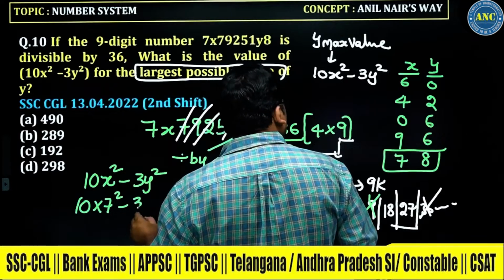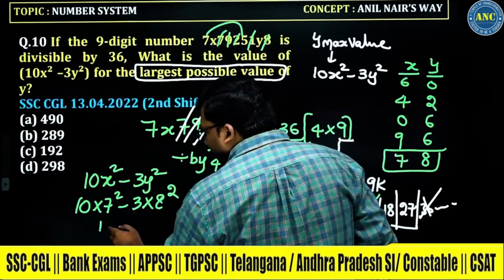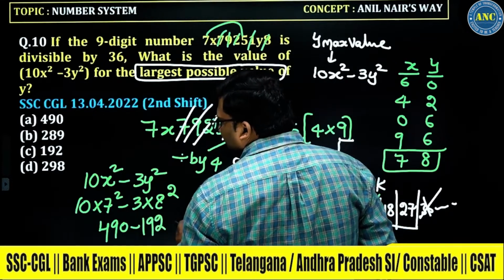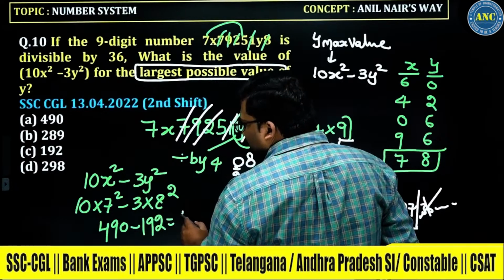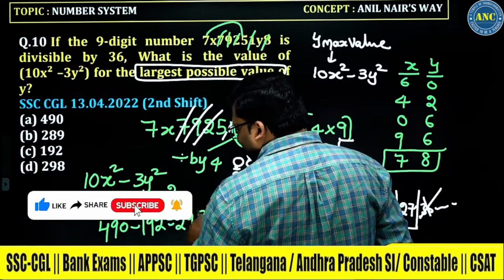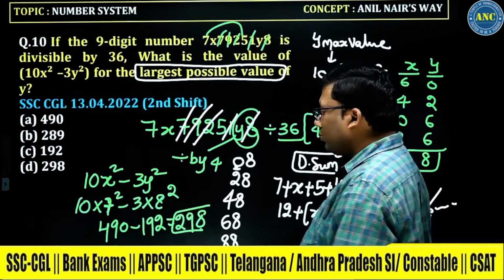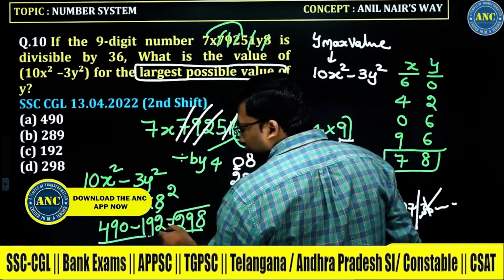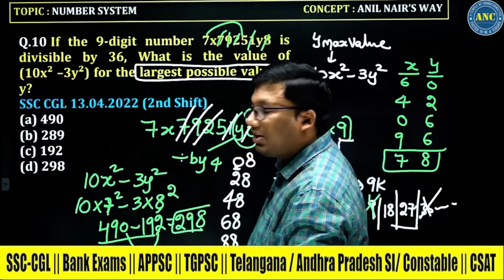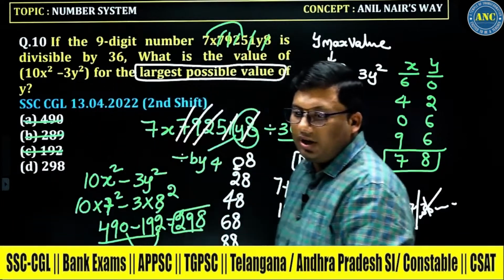10 into 7 square minus 3 into 8 square. 49 into 10 is 490, minus 192. Yes, there is a calculation mistake here. 10 into 7 square minus 3 into 8 square: 49 into 10 is 490. Here itself we got the answer. 10 minus 2 is 8. Answer unit digit should be 8.